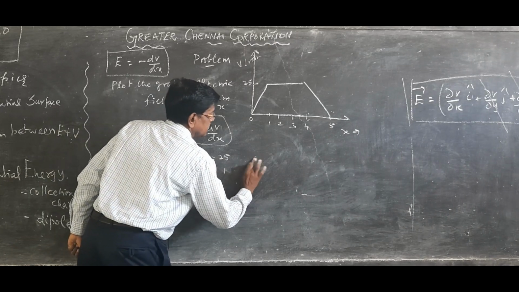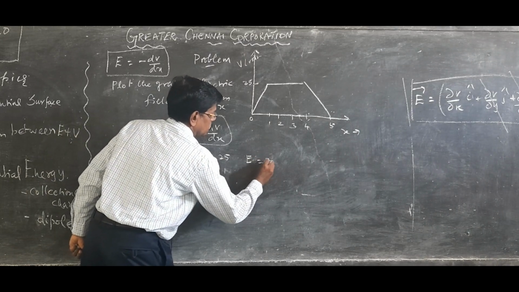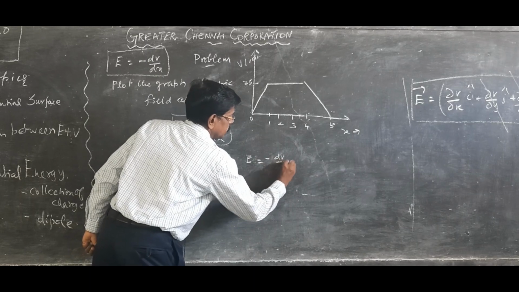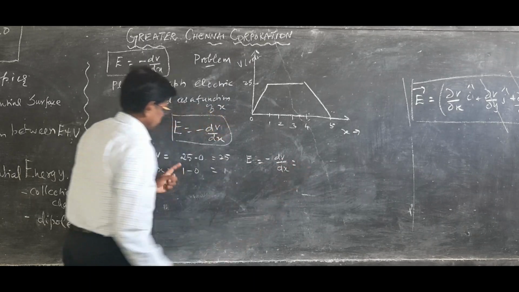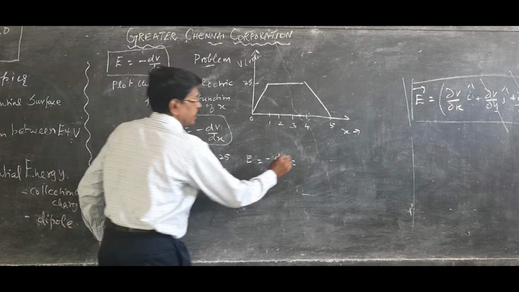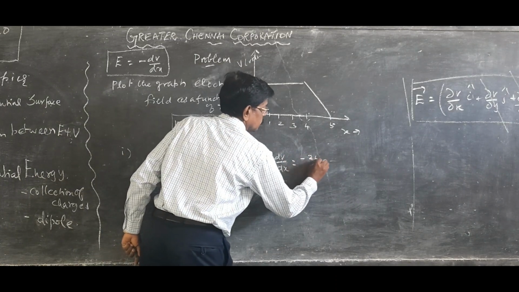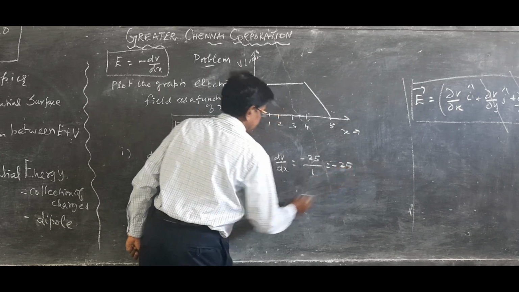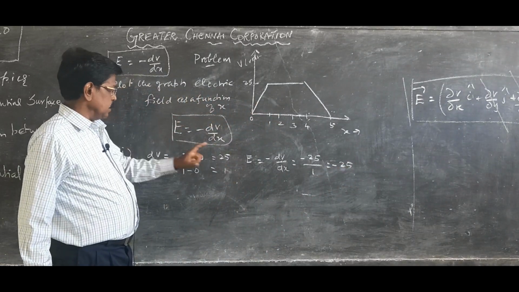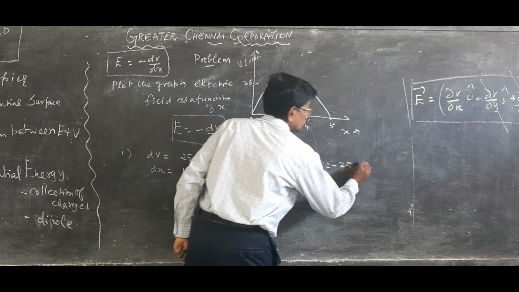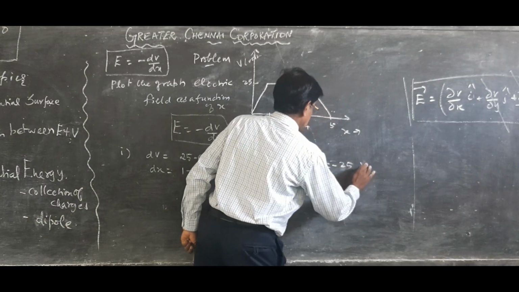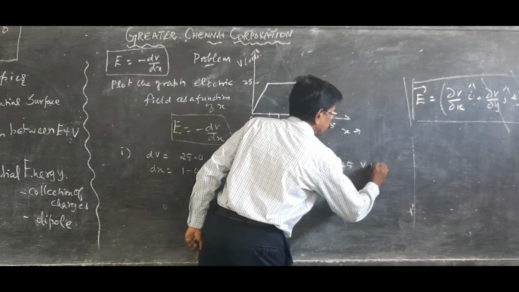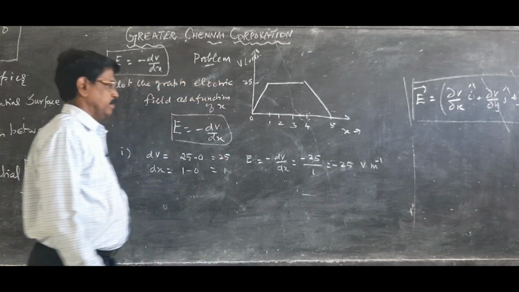So E equal to, what is the formula? dV by dx. What is dV? dV is 25, so minus 25 by 1, that is equal to minus 25. What is the unit for the electric field? The unit is volt per meter.